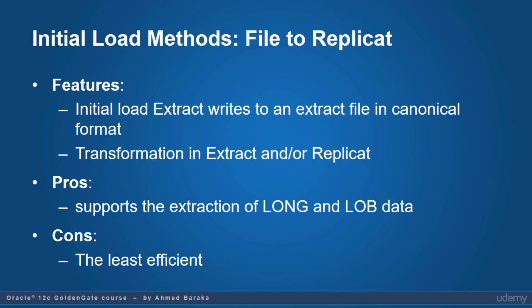This initial load method allows you to make data transformation on the extract side as well as on the replicat side. The main advantage of this method is that it supports the extraction of long and LOB data. On the other side, it is the least efficient method.